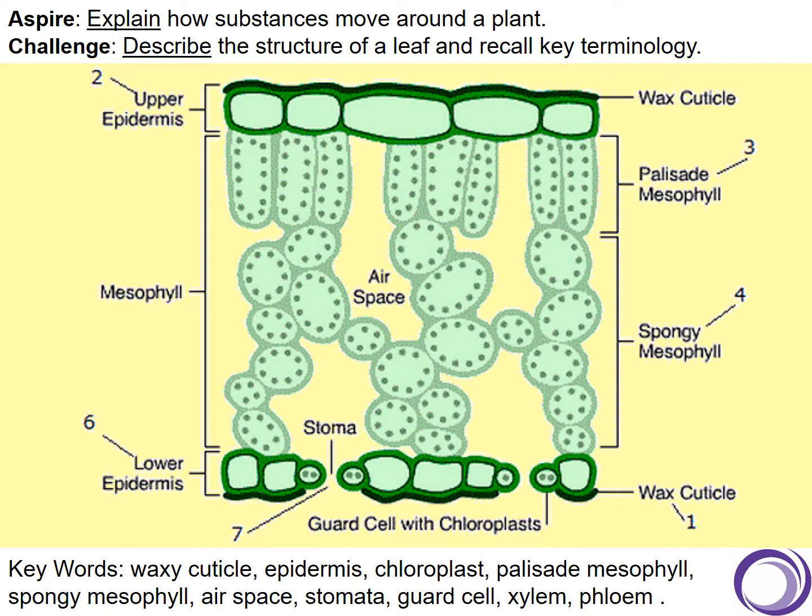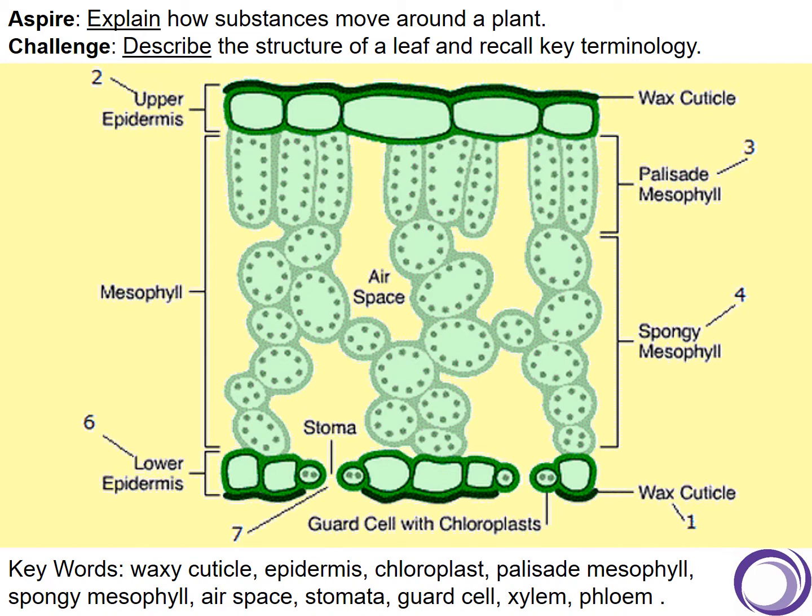So hugely important that it can get as much sunlight as possible, and that's what the palisade layer, that layer of tissue, does. Lots of chloroplasts stacked full of them, catch as much sunlight as possible so the plant can photosynthesize. So that's the sunlight part of photosynthesis.